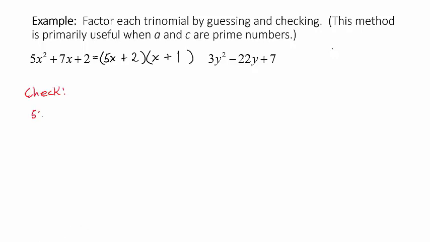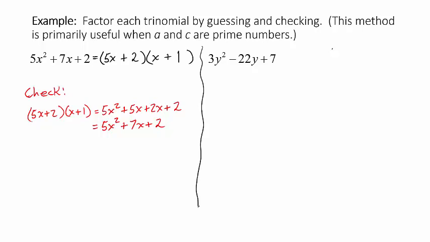All right, so if I have 5x plus 2 times x plus 1, and I FOIL that, 5x times x is 5x squared. 5x times 1 is plus 5x. 2 times x is 2x. And 2 times 1 is 2. Okay, and then I'm just cleaning up the middle term. So I have 5x squared, 5x and 2x is 7x, plus 2. And there we go.